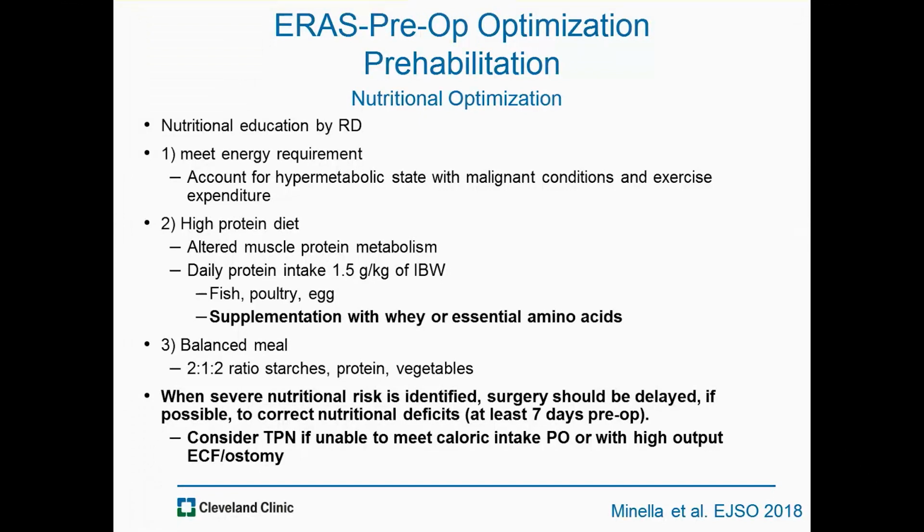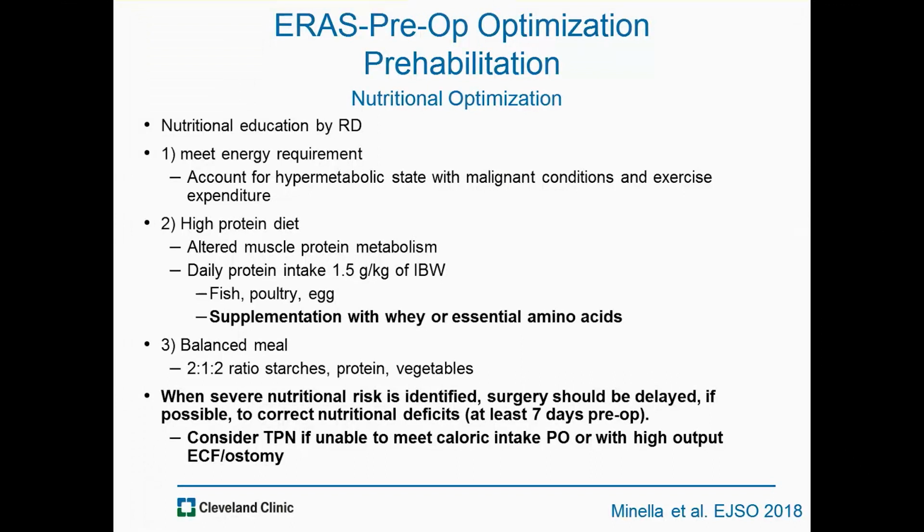And when patients take that from diet, we recommend to get the protein from fish, chicken, or egg. And ideally, though, to ensure compliance, it's easiest really to obtain that with oral supplements using whey or essential amino acid-based supplements. And in terms of meal, we recommend a balanced meal, including appropriate ratio of starches, protein, and vegetables.